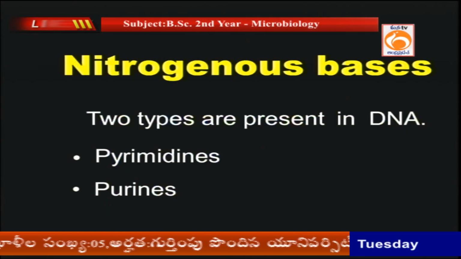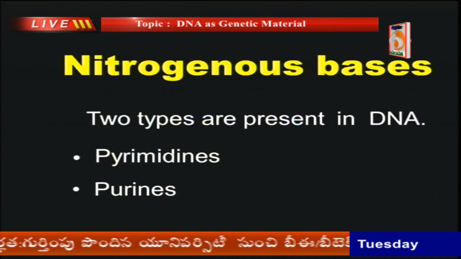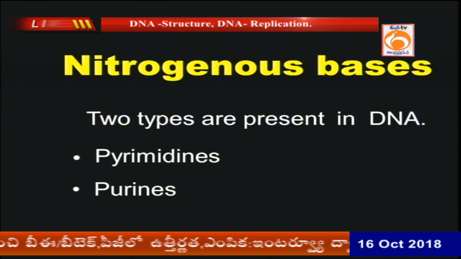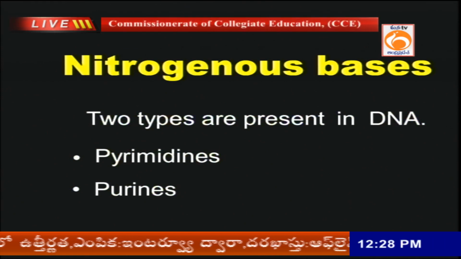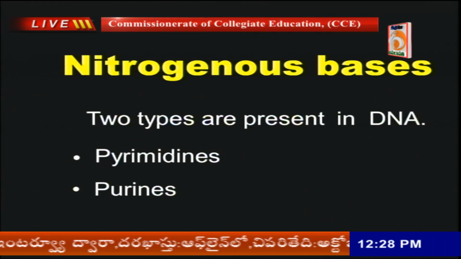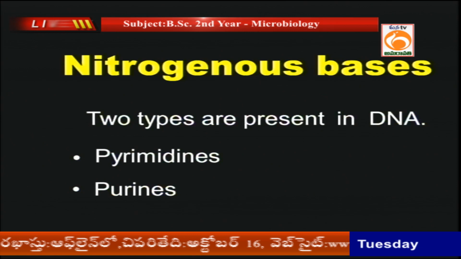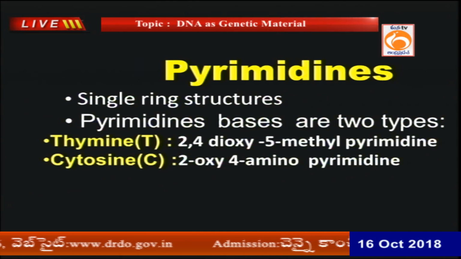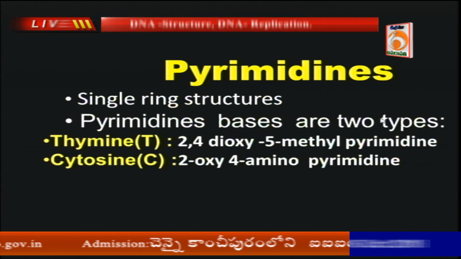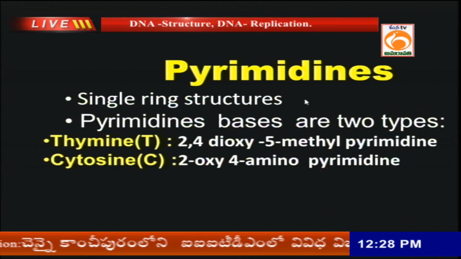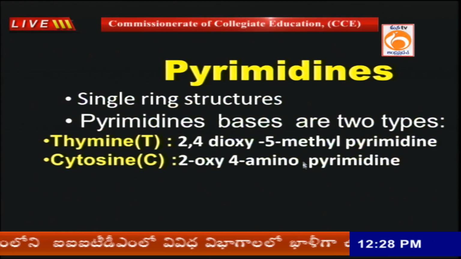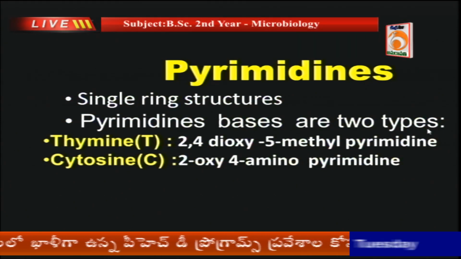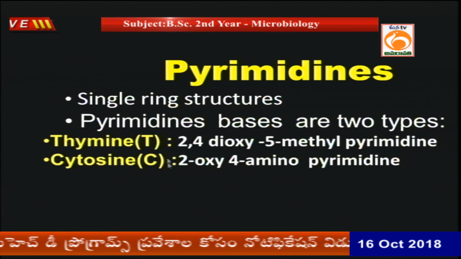Next, coming to the nitrogenous bases in DNA structure. Different types of heterocyclic nitrogen ring containing compounds are present in DNA. These are of 2 types, pyrimidines and purines. Now, we will discuss pyrimidines. It is a single ring containing compound, and pyrimidines are of 2 types in DNA, thymine and cytosine.